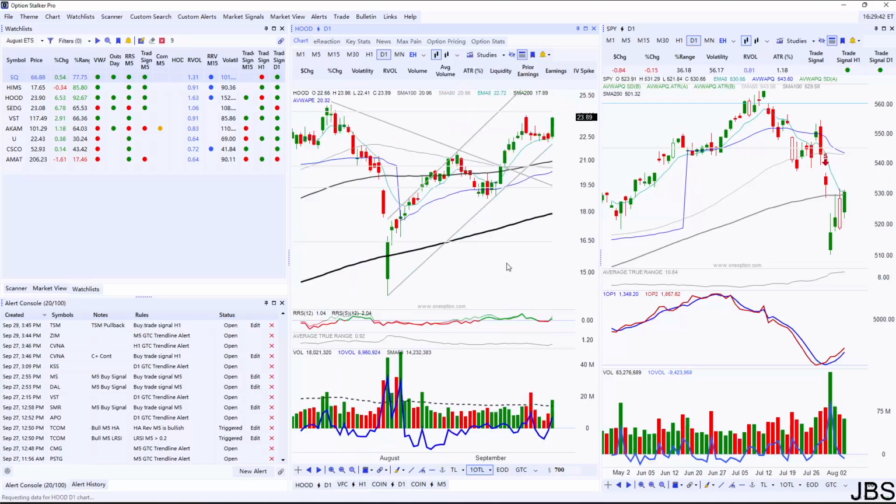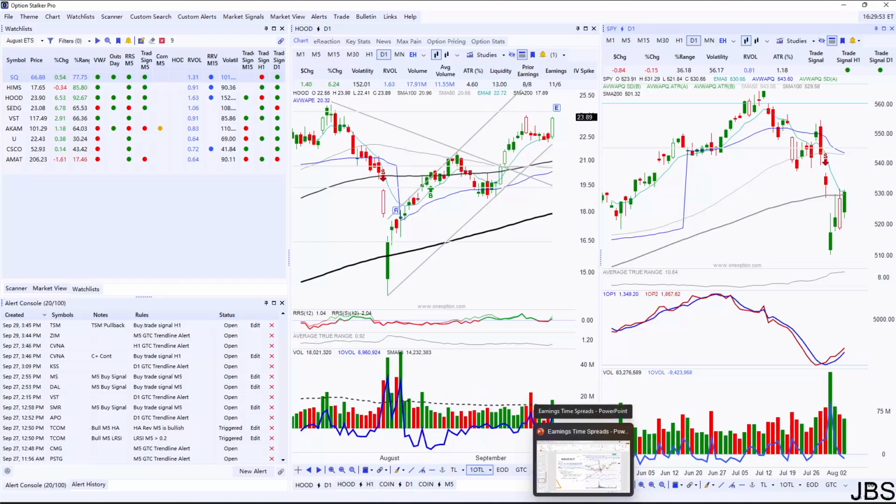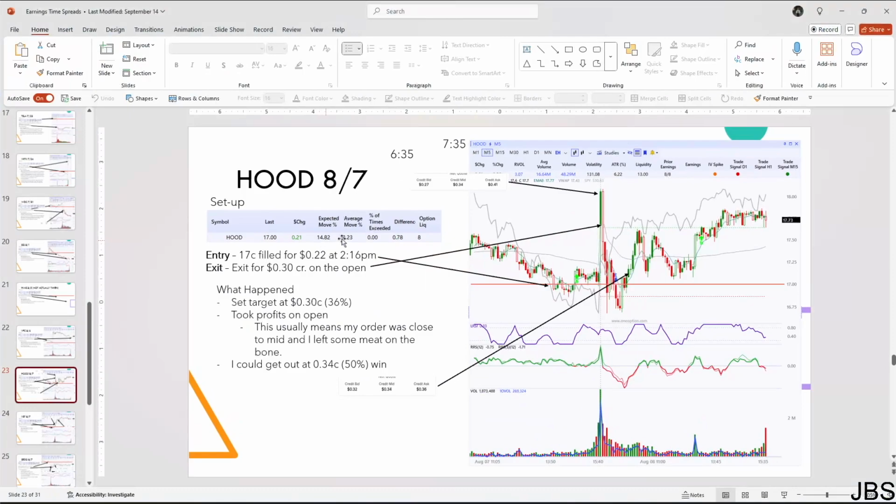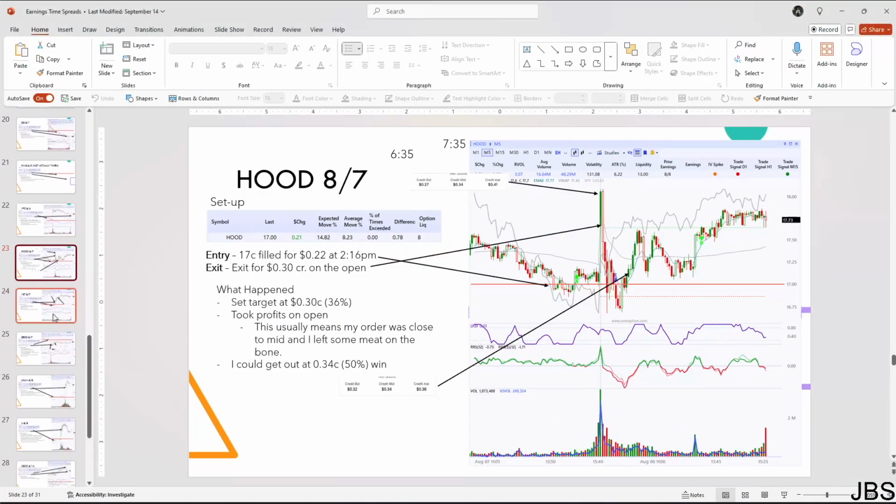You know, you're not going to get the perfect win or the perfect pick in that stock. But here's that move on Hood. Barely moved on the next day. So really the ideal setup on that day trade. And yeah, there's some stocks that tend to repeat month over month and just be nice earnings time spread setups. Hood is one of these.